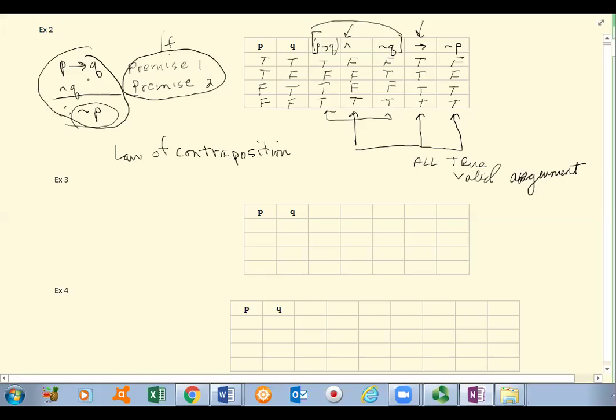Notice, if you can kind of read this, if P then Q. So we know if P happens, Q will have to happen. So if we find out that Q did not happen, then there's no way that P could have happened. P would also have to be false, because if it had happened, then Q would have happened, and we were given that Q did not happen. So this conclusion has to follow. Okay, that's the law of contraposition.